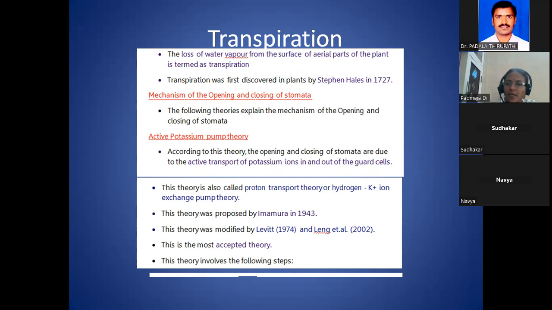So the entry and the exit of the potassium ion in the guard cells is helpful for the opening and closing of the stomata. How this entering takes place, we will see in the stepwise process.